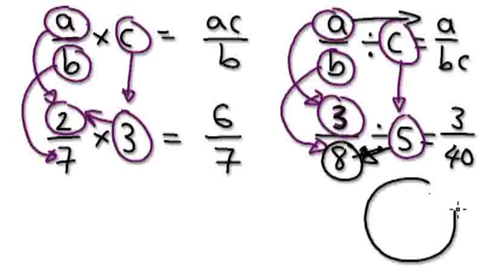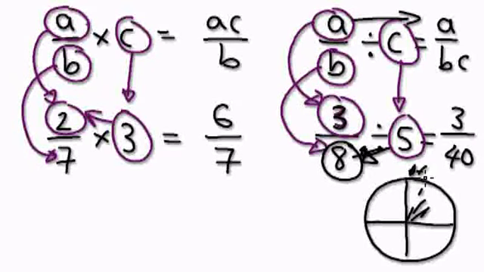What that means is that if you have one whole of something, divide it into 40 pieces, and then you take 3 pieces. That would be your answer. All right, so now it's your turn to practice.